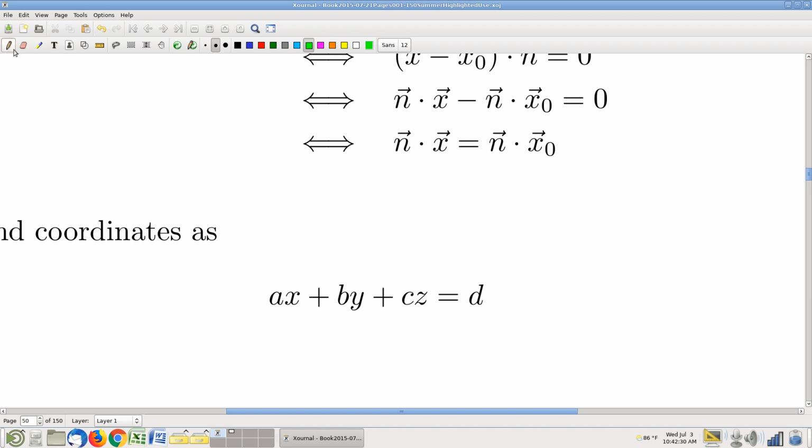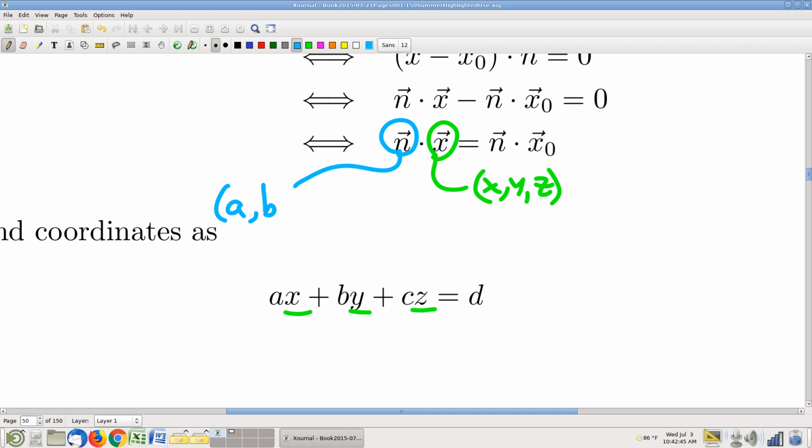Again, what do these things mean algebraically? We're testing points x, y, z. This original normal vector, suppose it has coordinates a, b, c. And you get this equation for a plane in space. So ax plus by plus cz equals, whatever this right-hand side is, some constant d.